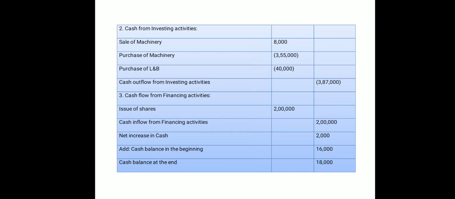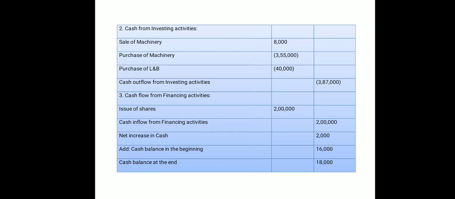So now your third main heading is cash flow from financing activities. Under financing activities, we take any transaction which is going to change your cash balance related to your owner's equity or capital, or dividend paid, because those are all the sources from which your company is financed, and that changes your cash balance. So that will be here.